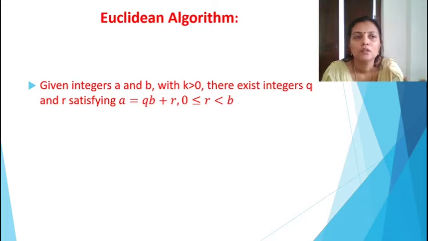Now we have the concept of Euclidean algorithm. So if we have two integers a and b, then there exist integers q and r such that a is equal to qb plus r, 0 less than or equal to r less than b. We can prove this theorem in the second module. We will learn the proof of this theorem.